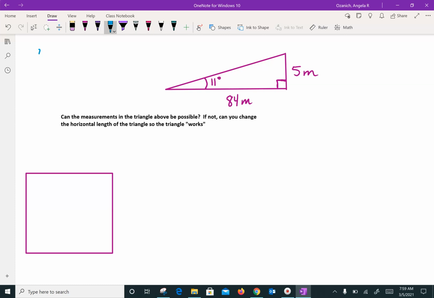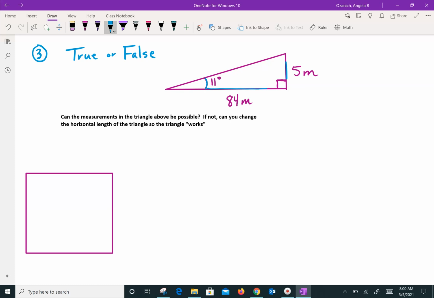So this next problem, we'll just call it problem number 3 for your notes, since it's the third problem we're working on. And the question is true or false: can these numbers actually be true for this triangle, with 5 meters along this side, 84 meters along this side, and an angle of 11 degrees? Well, how could we test that out?